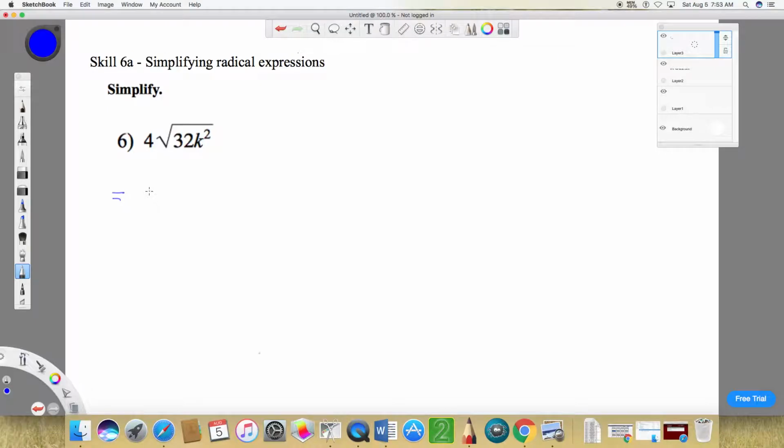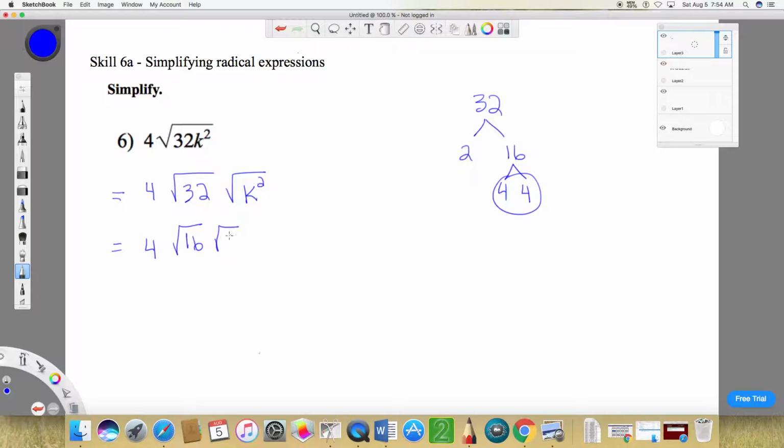We can split apart that multiplication, and we can look at the square root of 32 and the square root of k squared. Now, 32, we've seen already, I think, in the previous problem, that's 2 times 16, and that 16 is 4 times 4, and that we've got a pair. So we know that we can break apart this square root of 32 to the square root of 16 times the square root of 2. And here I'll just still write this as k squared.